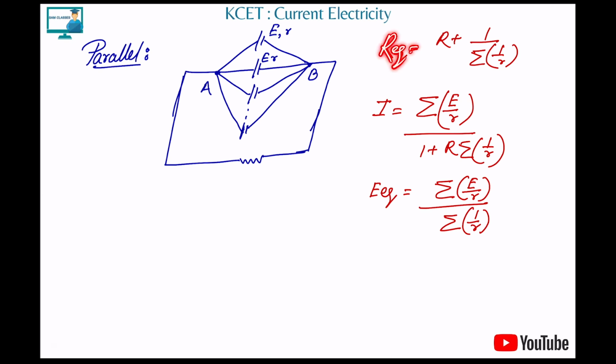in case of parallel, R equivalent you can easily find for the small ones. Capital R plus 1 by sigma of 1 by r, basically the same parallel formula for the internal resistance. So I is equal to sigma E by r over 1 plus R into sigma 1 by r. We will show how to do it in the PYQ section. Don't worry, but it is very important.